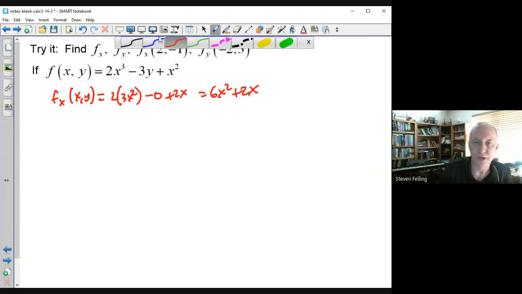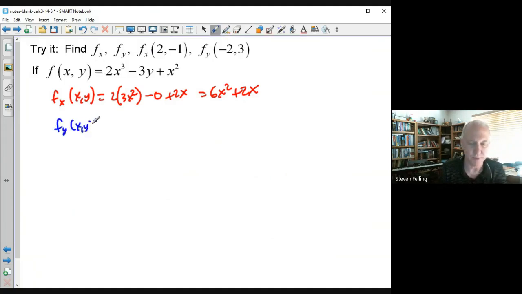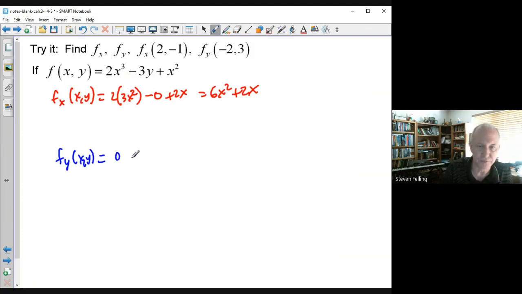And then for the y direction, actually, let me make a little space here. The y direction, let's see, this whole thing is a constant, so that's 0. I have 3, and then the derivative of the y part, which is the variable, is 1, and then that whole thing is a constant, so we just get negative 3, right?